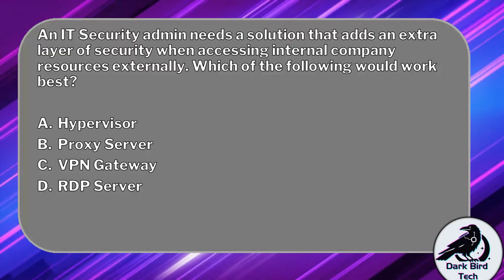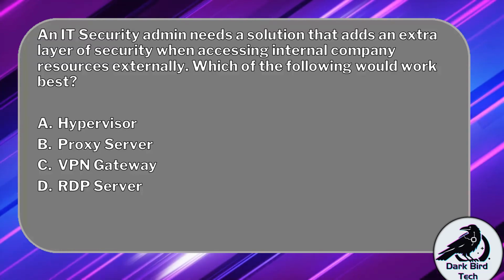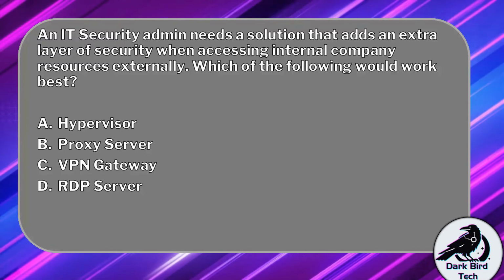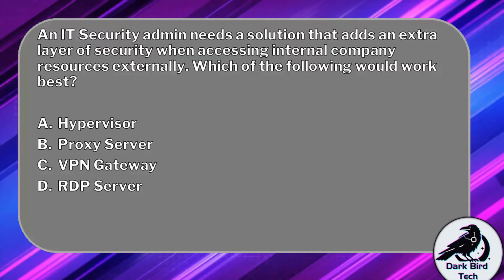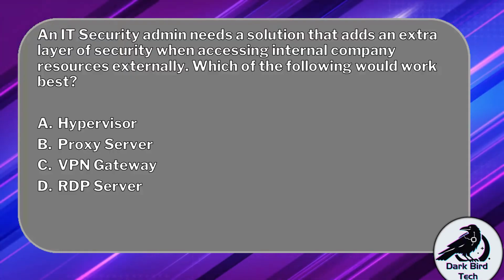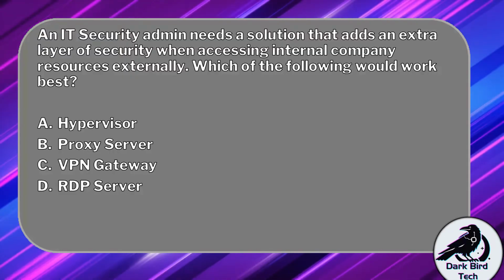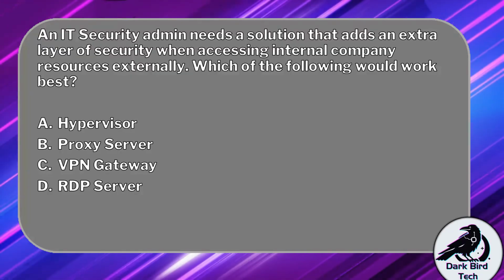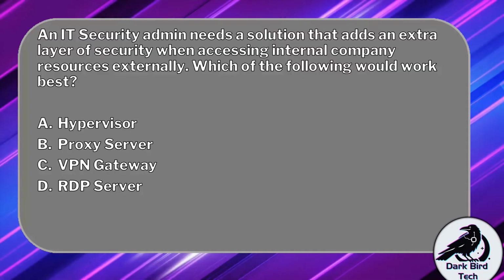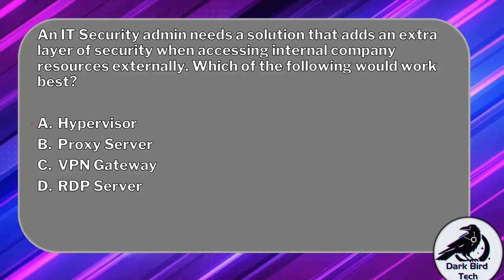So, first option, a hypervisor. Second option, a proxy server. Third option, a VPN gateway. And the fourth option, option D, an RDP server. Okay, now all four of these can work because technically you could use a VM to act as a jump box. That's an option. But I feel like I'm stretching there a bit. So I'm going to leave that one for now, but I'm not thrilled with it.